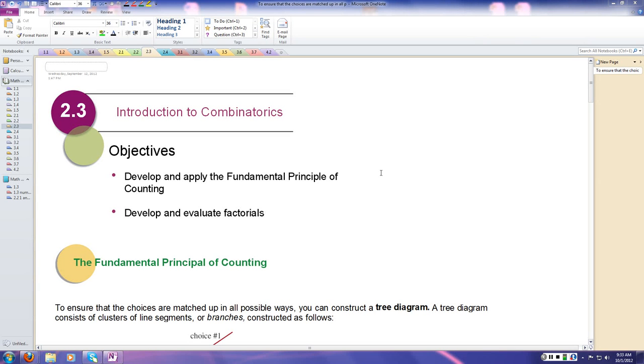This lecture is over 2.3, which is an introduction to combinatorics, which is a fancy way of counting. So we're going to talk about the fundamental principle of counting, so different methods of counting the different combinations of things we have, and then we're going to develop and evaluate the factorial function. So fundamental principle of counting and the factorial function.